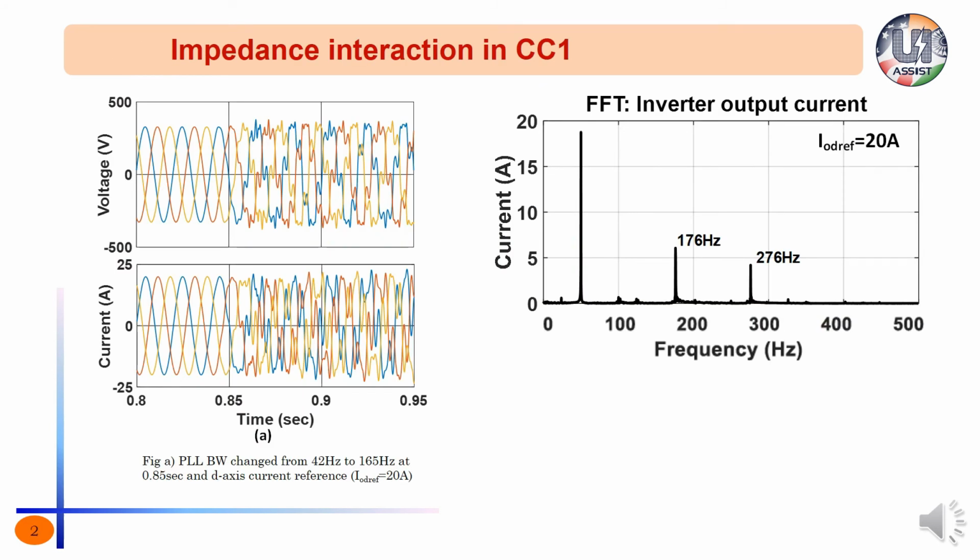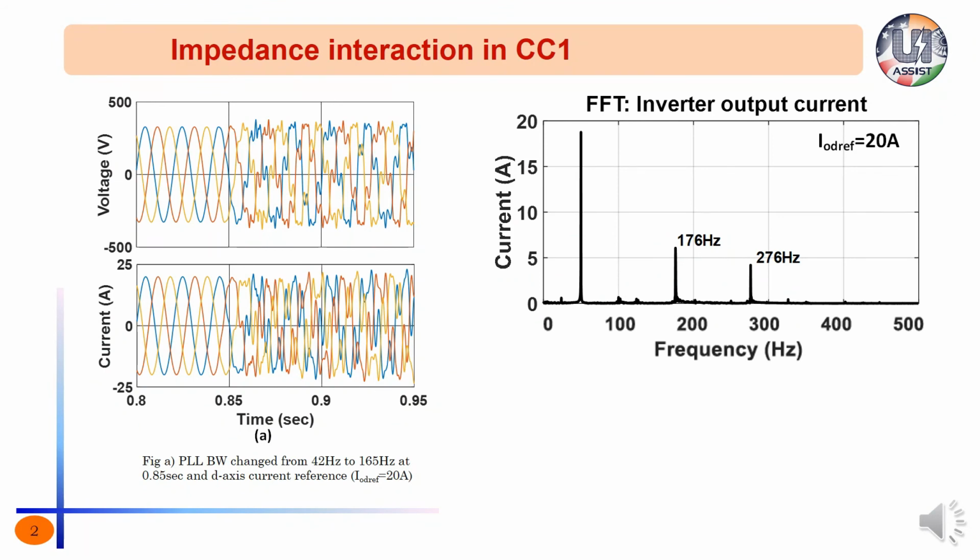Here in figure A, initially the inverter is operating with a PLL tuned to 42 Hz bandwidth, and the system is found to be stable without any interactions. At 0.85 seconds, PLL bandwidth is changed to 165 Hz, and the system witnesses unstable oscillations at PCC due to interactions between the inverter and grid impedance. From previous analysis, we have seen that the interaction frequency is found to be 283 Hz.